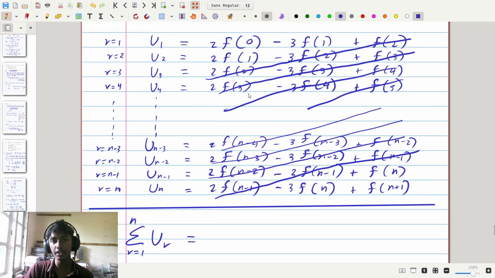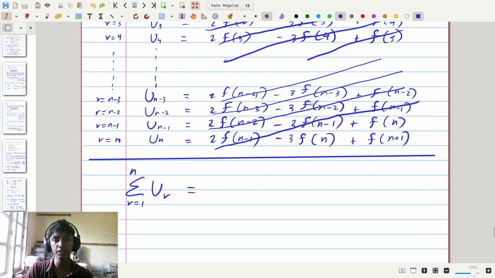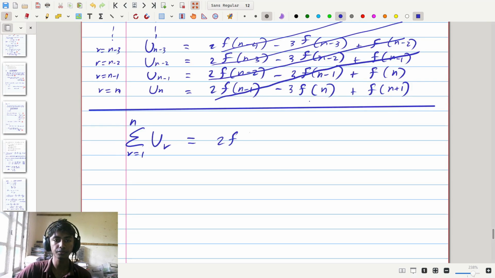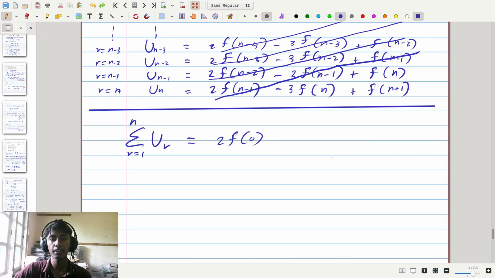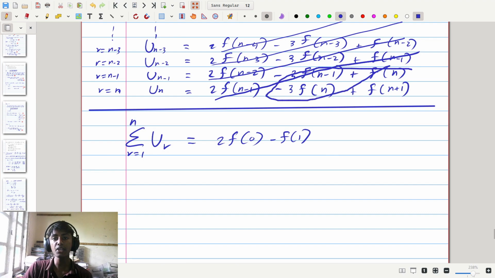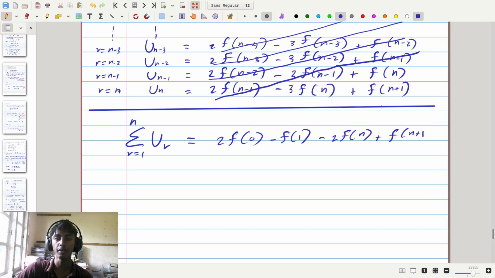But on the right hand side, we can see we have 2f of 0, and then we have minus 3f of 1 and plus 2f of 1, which is going to lead to minus f of 1. So we have minus f of 1, and then on the other side, we have minus 2f of n and a single f of n plus 1. So we have minus 2f of n plus f of n plus 1. And now, to find the expression that we had in the question, all we have to do is substitute in f of 0, f of 1, f of n, and f of n plus 1.